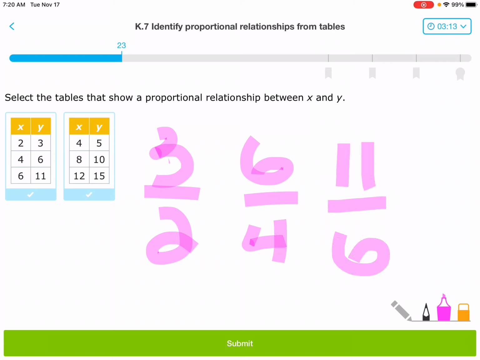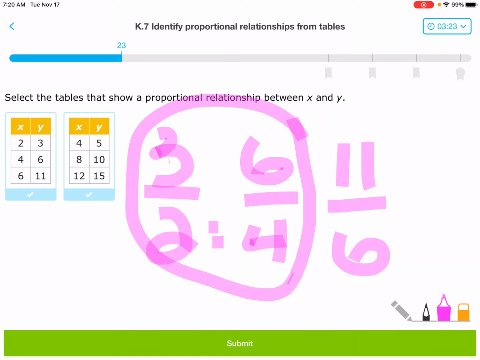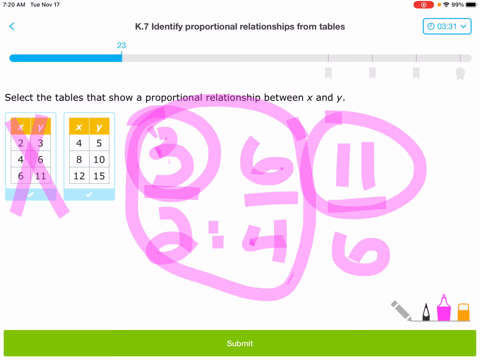Well, when I look at the first two and I take 3 and I multiply it by 2, I get 6. When I multiply 2 on the bottom by 2, I also get 4. So those two are proportional quantities, but there is no number I can multiply 3 by to get 11. So therefore, that table is not proportional. So again, that means that the next table has to be proportional.